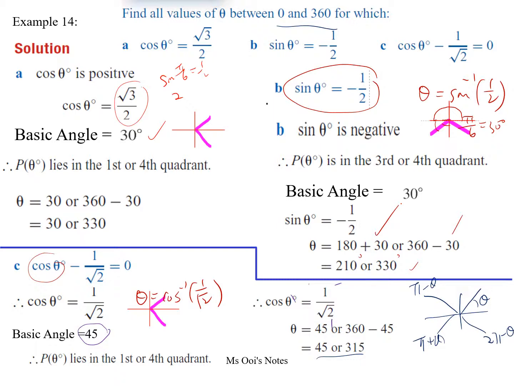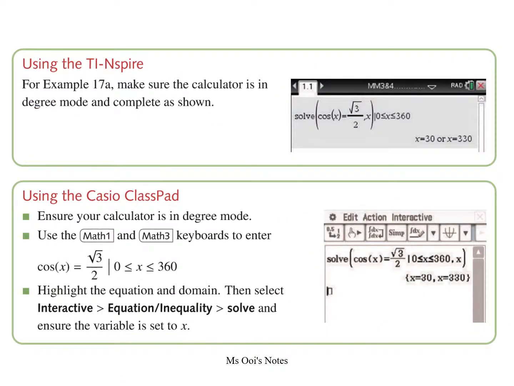All right, let's move on to the next part, using a calculator. And for those who are using TI-Nspire, this is what you do. Okay, look at the conditions that come after the bracket. Now, using Casio ClassPad, which is our calculator, cos x equal to root 3 on 2. Don't forget the conditions, comma x. That will give you the answers. All right, so ensure your calculator is in degree mode. That's a very important instruction.